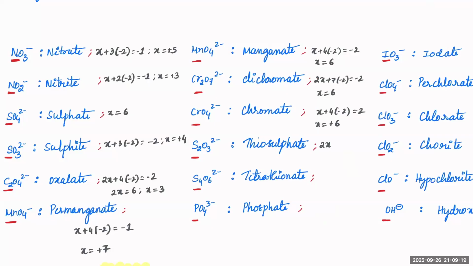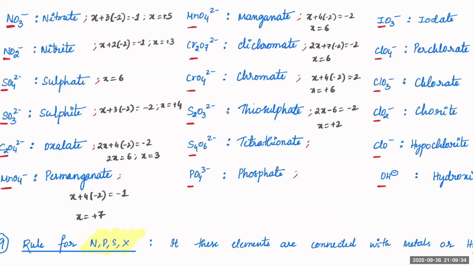Here 2x minus 6 equal to minus 2. So 2x is equal to 4. So x is equal to 2. Next, here you can see 4x minus 12 equal to minus 2. Okay. So 4x is equal to 10. So x is equal to 5 by 2.